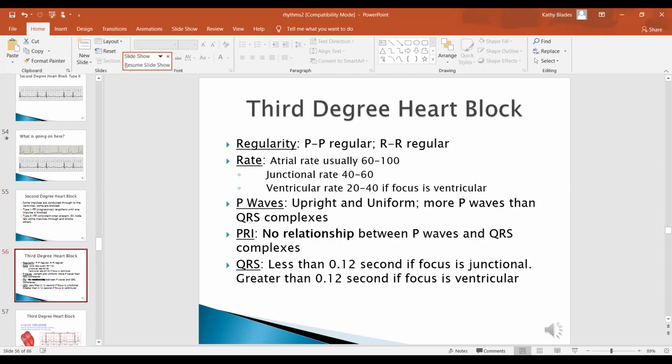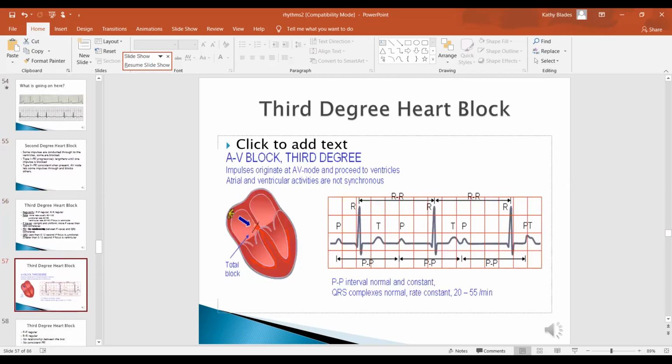Okay, so the P to P is regular and the R to R is regular. The atrial rate's usually 60 to 100, junctional rate is 40 to 60, and ventricular rate's 20 to 40 if the focus is ventricular. The P waves are upright and uniform. There are more P waves than QRS complexes, and we'll see the difference between this and the second degree type 2. There's no relationship between the P and QRSs. The QRS is less than 0.12 if the focus is junctional and greater than 0.12 if the focus is ventricular. So you'll be able to tell if it's a junctional or a ventricular rate.